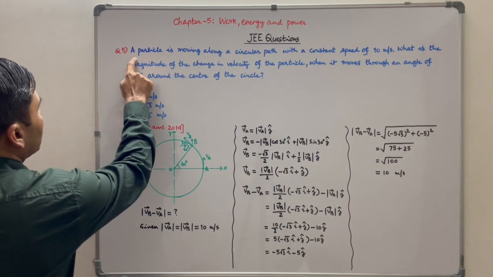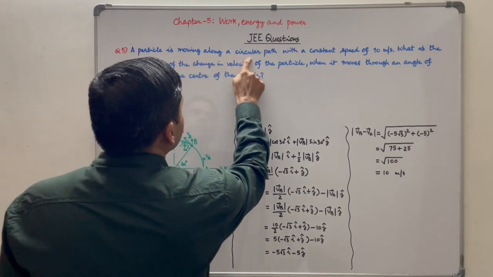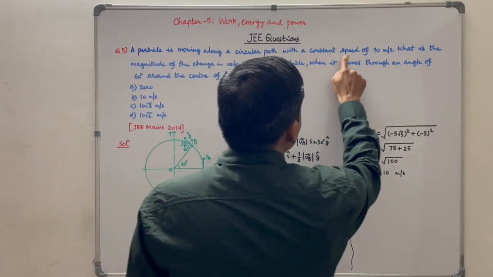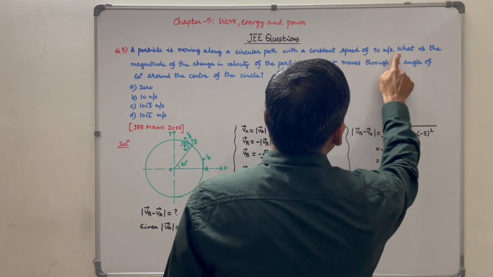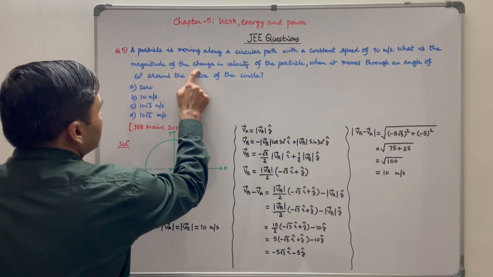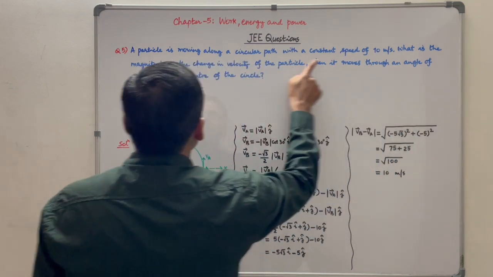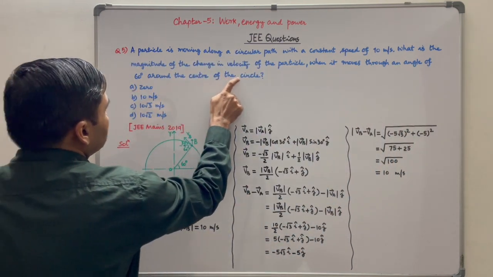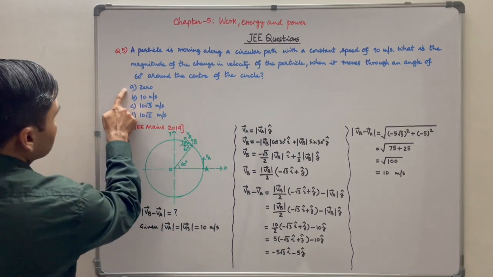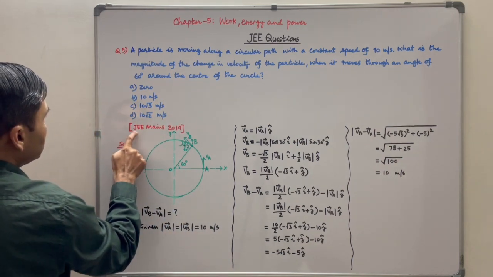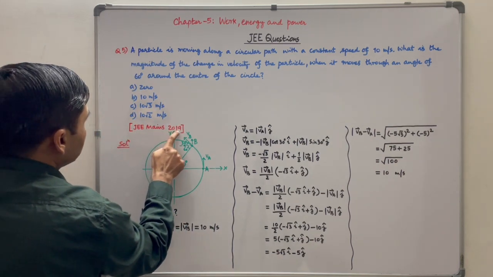Fifth question. A particle is moving along a circular path with a constant speed of 10 meter per second. What is the magnitude of the change in velocity of the particle when it moves through an angle of 60 degree around the center of the circle? These are the options given. This question was asked in JEE Mains 2019.